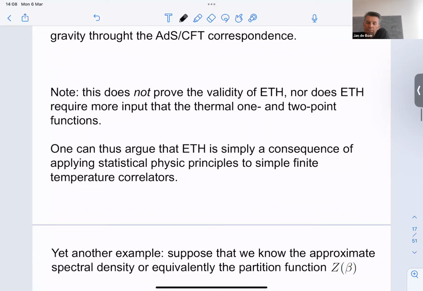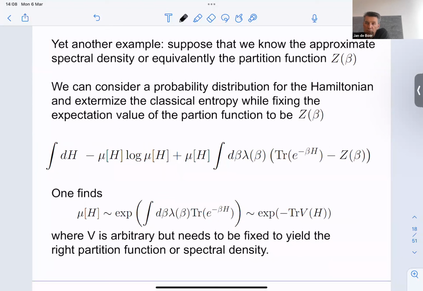And a fun third example, which is in some sense much simpler than the previous one: suppose that you compute the black hole partition function as a function of temperature, and that's all that you have. You have some approximate Z of beta. Then you can ask, can I make a statistical model of the theory that has maximal entropy but is consistent with my Z of beta? So what do you do? Well, you write a statistical model of the Hamiltonian of the theory. You introduce Lagrange multipliers in such a way that the partition function is equal to Z of beta, because these are my observations, that's my input. So I want all my Z of betas to come out correctly. For that, I introduce Lagrange multipliers.